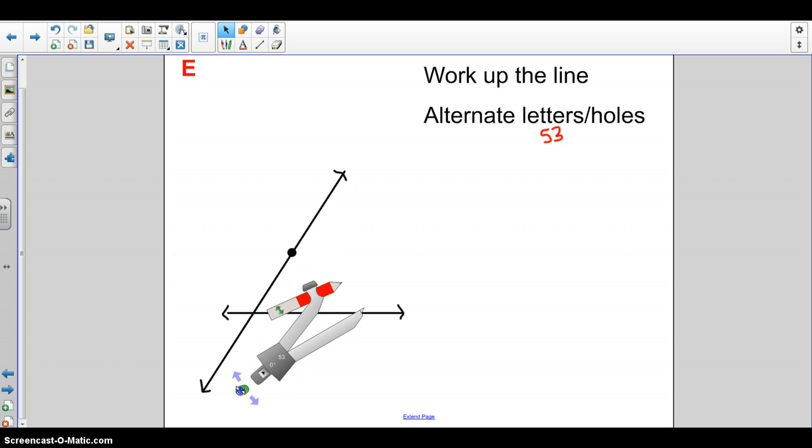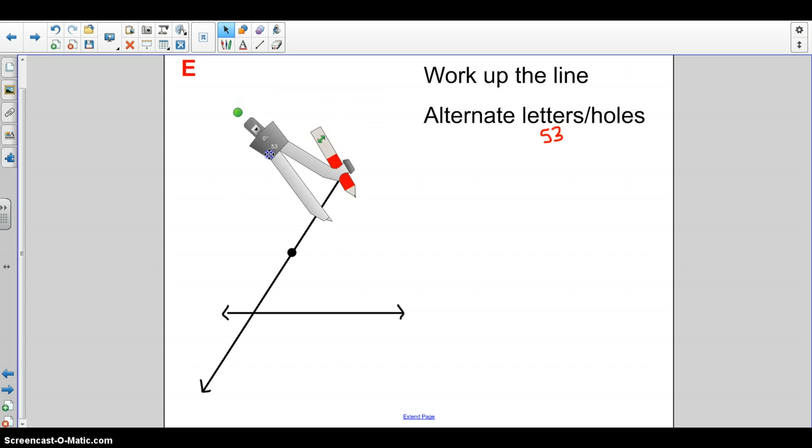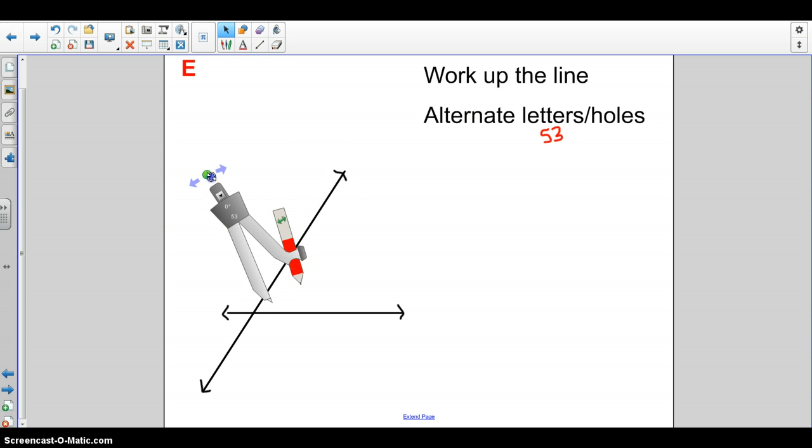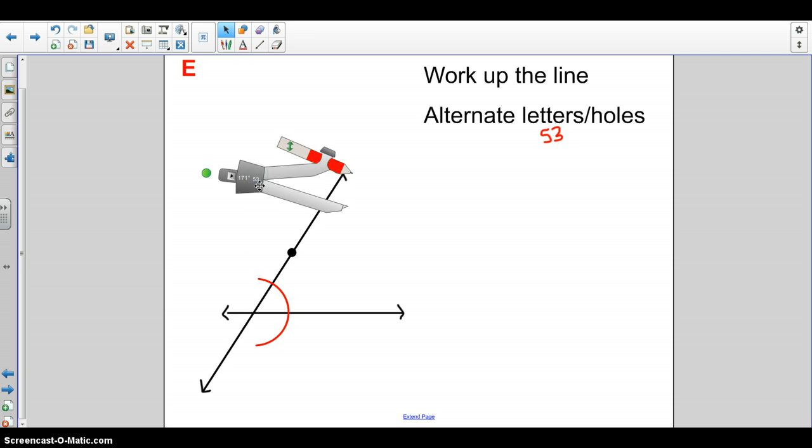Take the center of your compass and put it on that point of intersection. I'm just going to flip my compass around this way, actually. You want to make a loop, so watch for a second, so that it intersects both of those rays, but doesn't go past the circle. If it goes past the circle, you're just not going to be able to follow my rule of working up the line. I used number 53, so mark down what letter you used, and then we're going to move on.